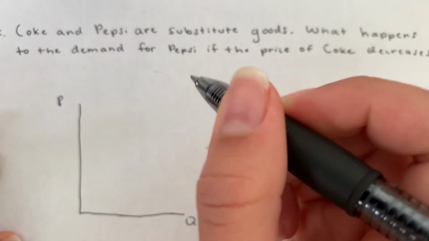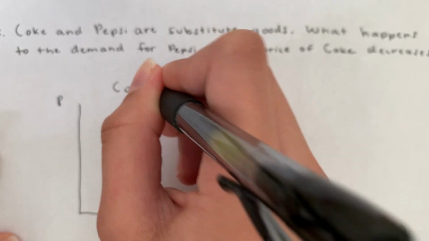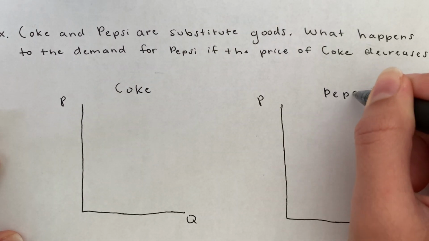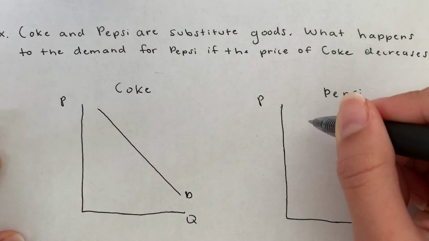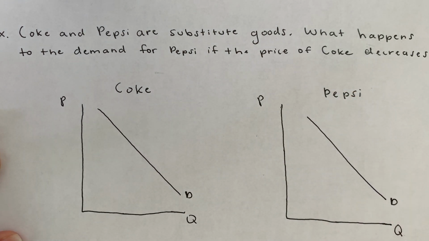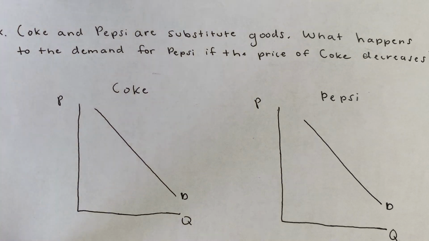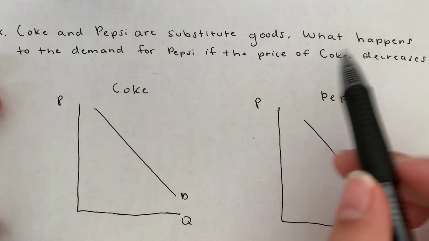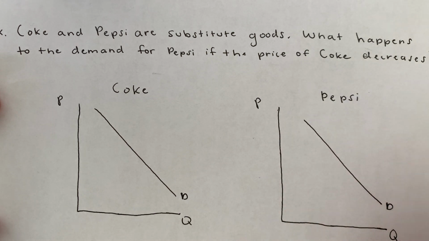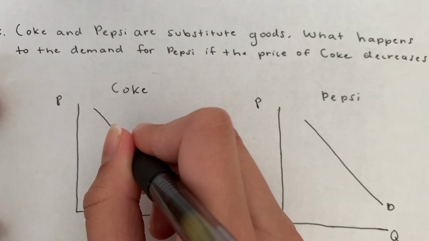Right, so here's our Coke market. Here's our Pepsi market. Demand curve, downward sloping for both, right? All right, so we're given that they're substitute goods. What happens to the demand for Pepsi? We're given that the price of Coke decreases, right? So let's label that here.